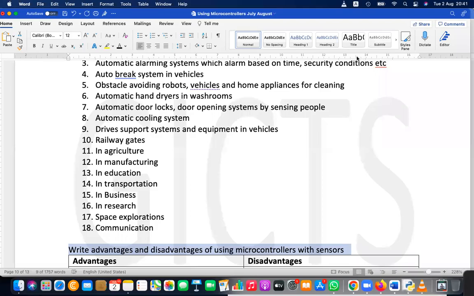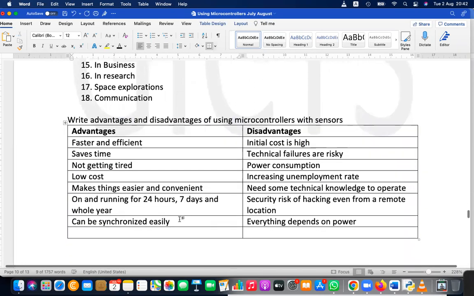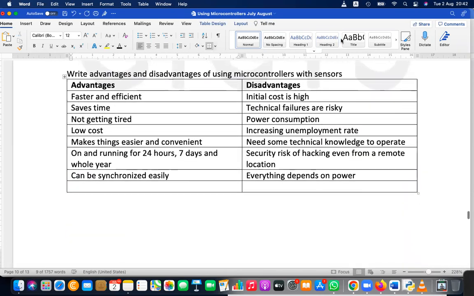So I'm comparing these answers. An operating system can be installed in a microcontroller, and it can be reprogrammed as well. Multitasking can also be done. All these are possible with microprocessors, right? These are the things that I have listed. You can write this down. Some are in the notes, some are not.